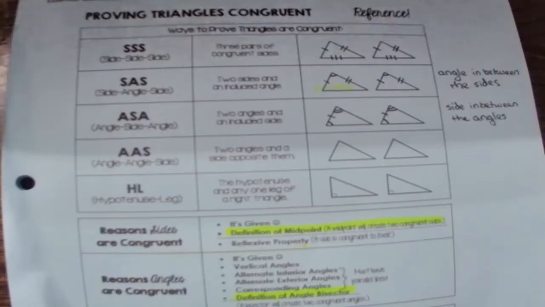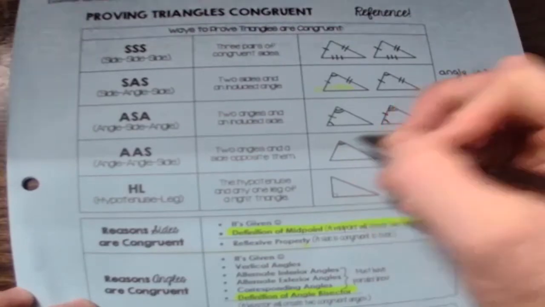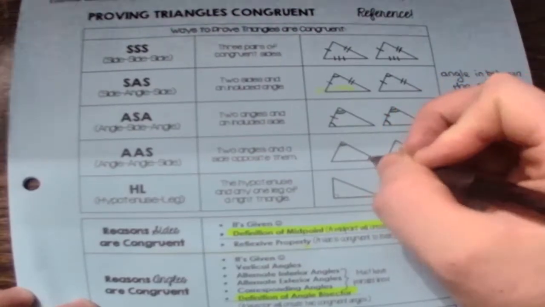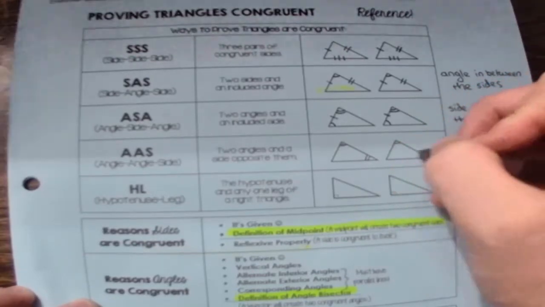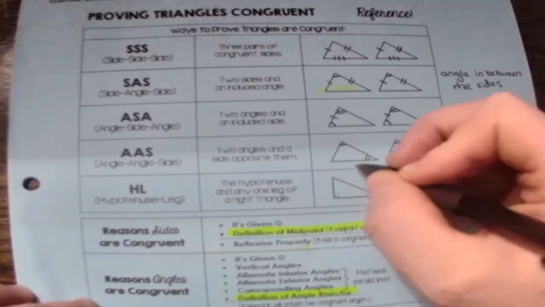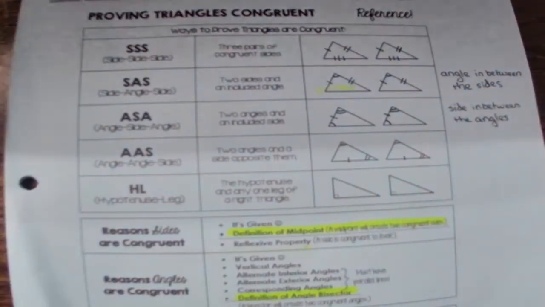Alright, so the journey for triangle congruence continues. Now we're on angle, angle, side. So we're going to go ahead and put the markings in for angle, angle, side. Just like angle, side, angle, you're going to have two angles that are congruent. But the difference here is that the side is not going to be in between them. It could be somewhere like this based on where I put the angles.